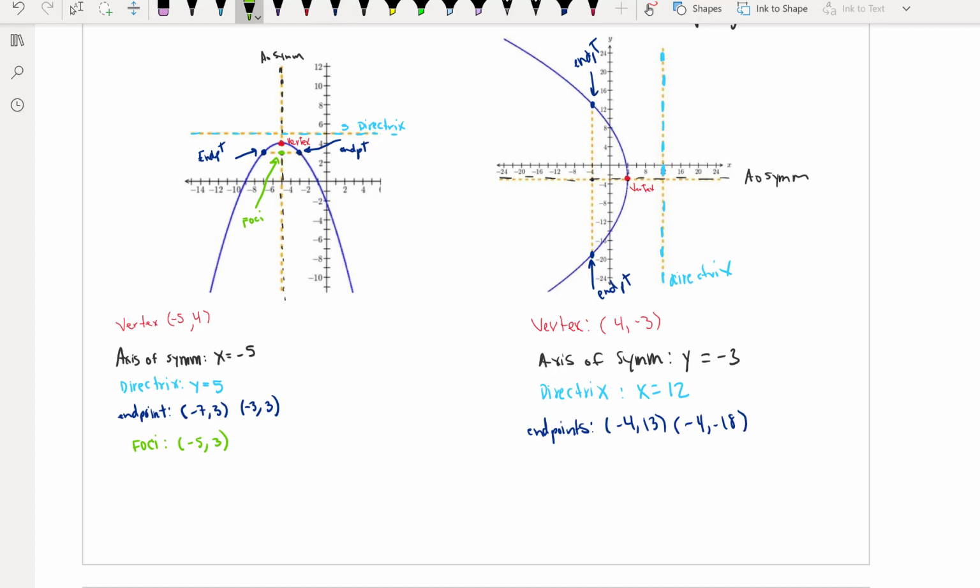So the very last thing that I'm going to need is my foci. Remember, the foci is directly in front of the vertex. So that ordered pair, reading it off the graph, it looks like the x value is -4, and my y value is going to be -3. So I have the vertex, I have the axis of symmetry, the directrix, the endpoints, and my foci. Okay, so this is all coming from just reading it off the graph, so that way we have our terminology and our vocabulary straight for this section.